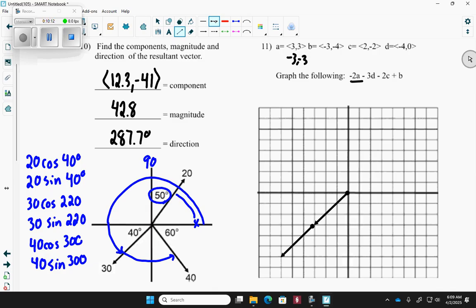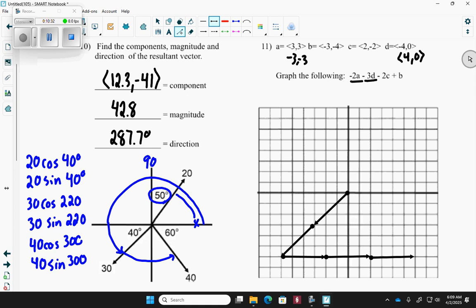All right, next is going to be negative 3D. So negative 3D is the opposite of what D is there, so that is positive (4, 0). All right, so that means I'm going to go this way, and that way. Okay, so there I am.